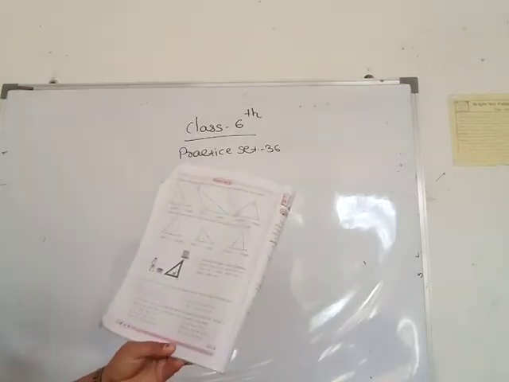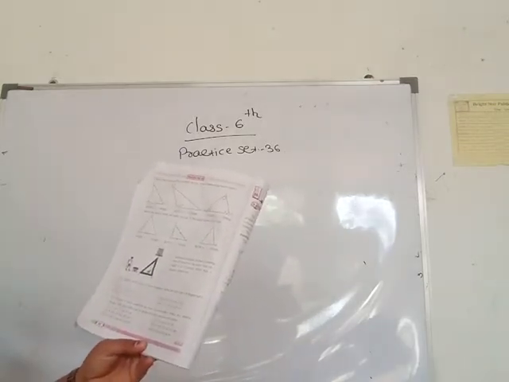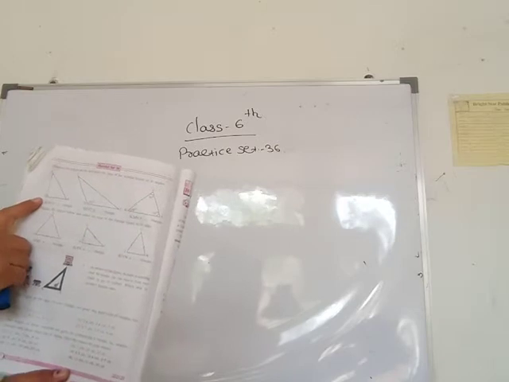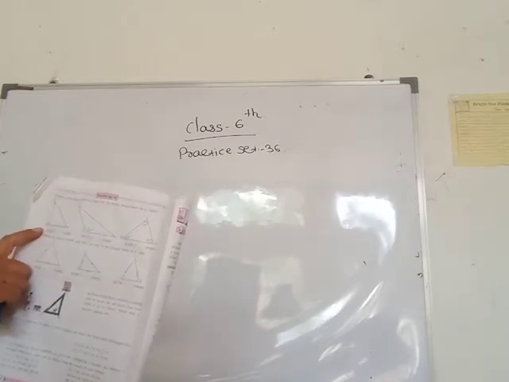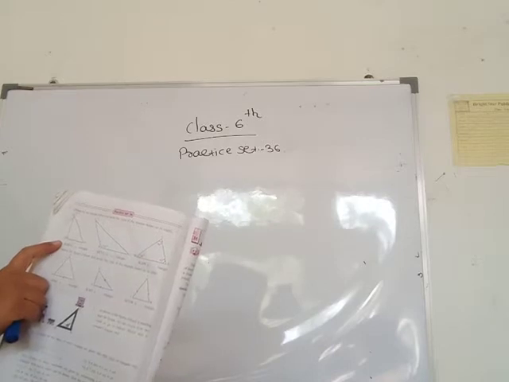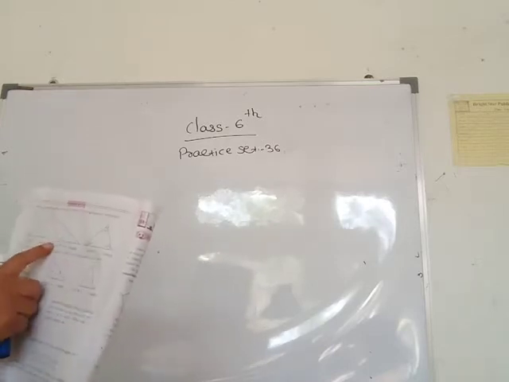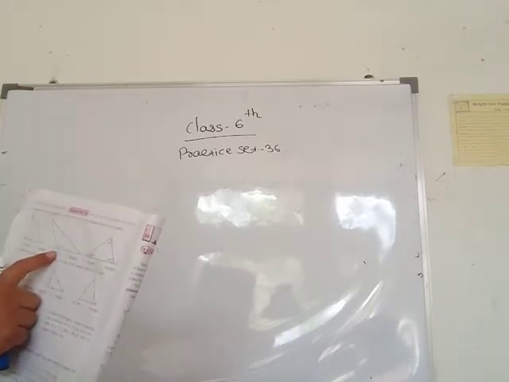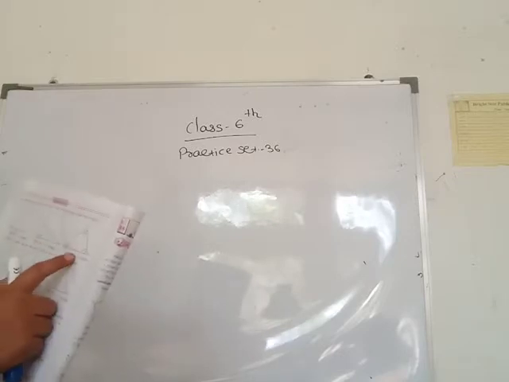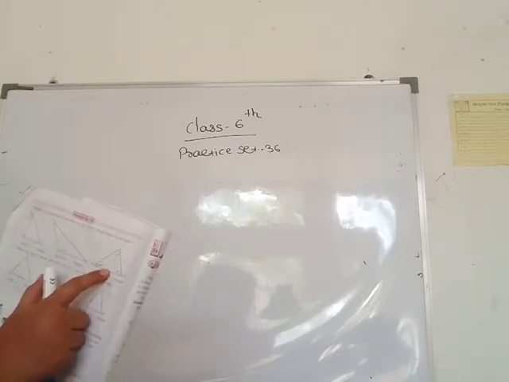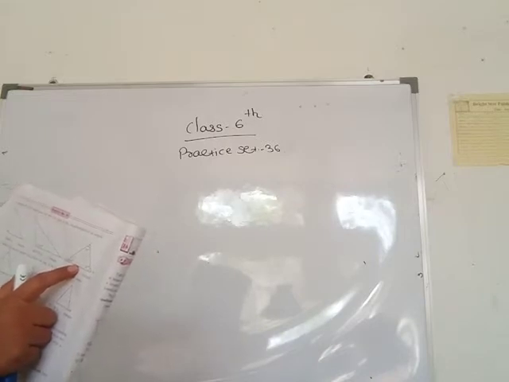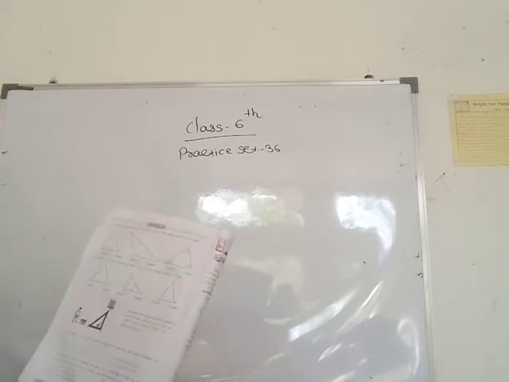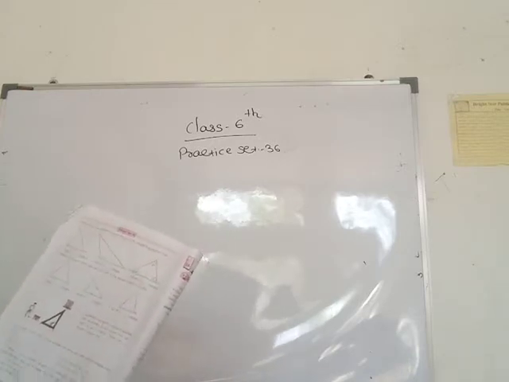First question: observe the figures below and write the type of triangle based on its angles. In the first one, one angle is a right angle. Therefore triangle PQR is a right angled triangle. In the second figure, one angle is an obtuse angle, so triangle XYZ is an obtuse angled triangle. In the third figure, all three angles are acute angles, so triangle LMN is an acute angled triangle.